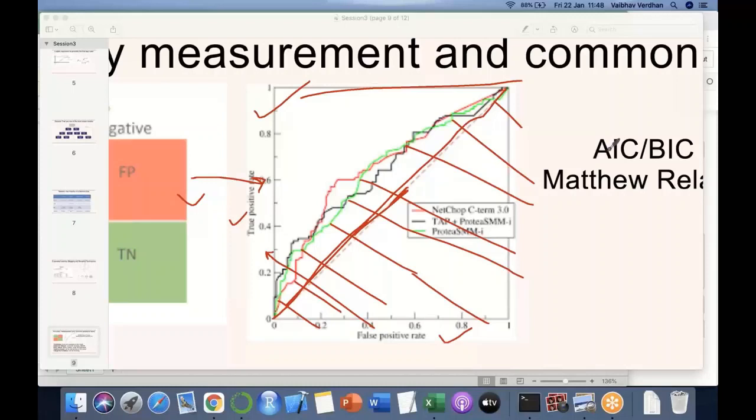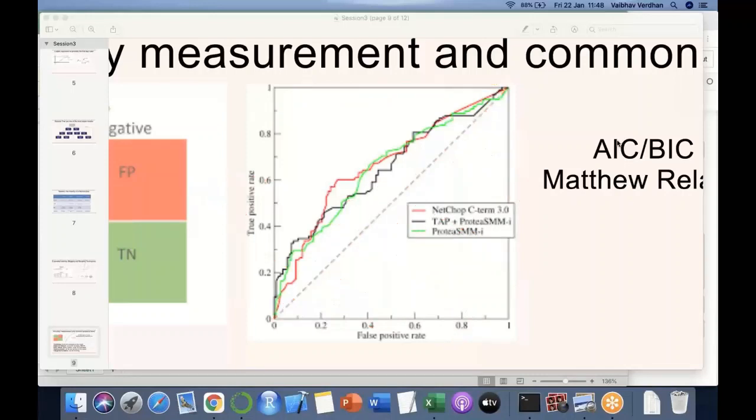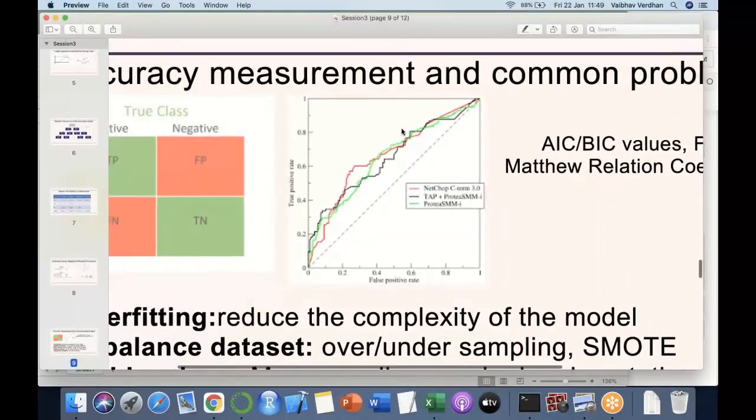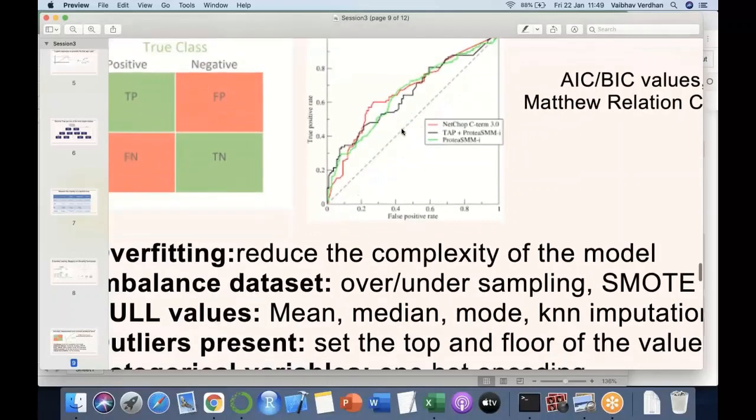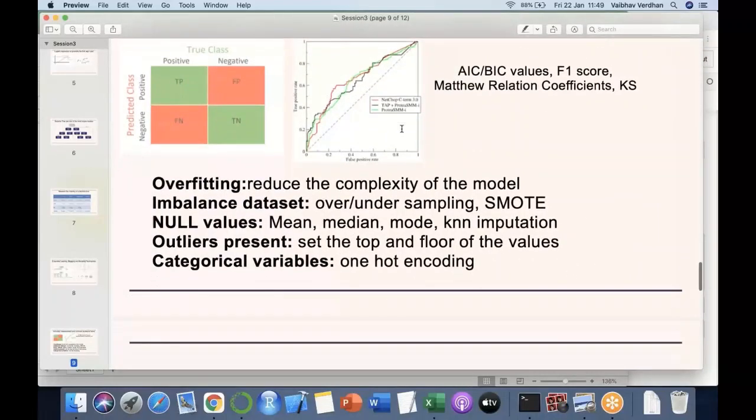Then there are other parameters which are AIC, BIC values, KS stats, Matthews correlation coefficient, and multiple others. I am not discussing each one of them due to shortage of time, but like I mentioned, the slides are uploaded to GitHub. Please feel free to explore them. Okay, I would now talk about the challenges that we face in machine learning algorithms.